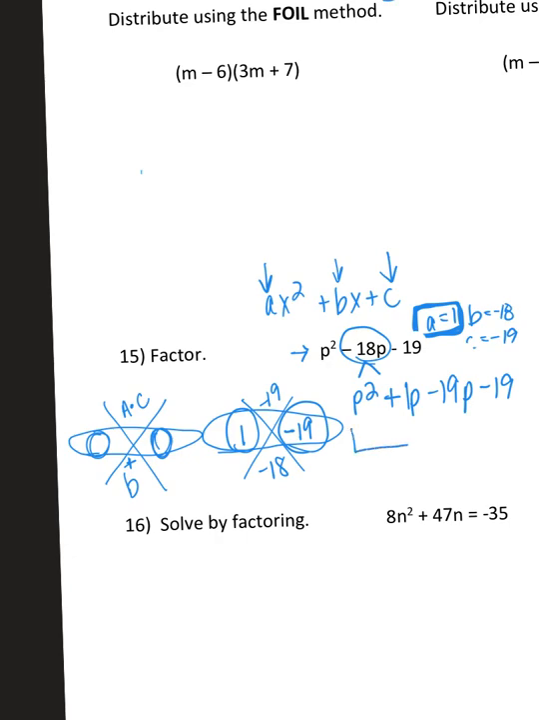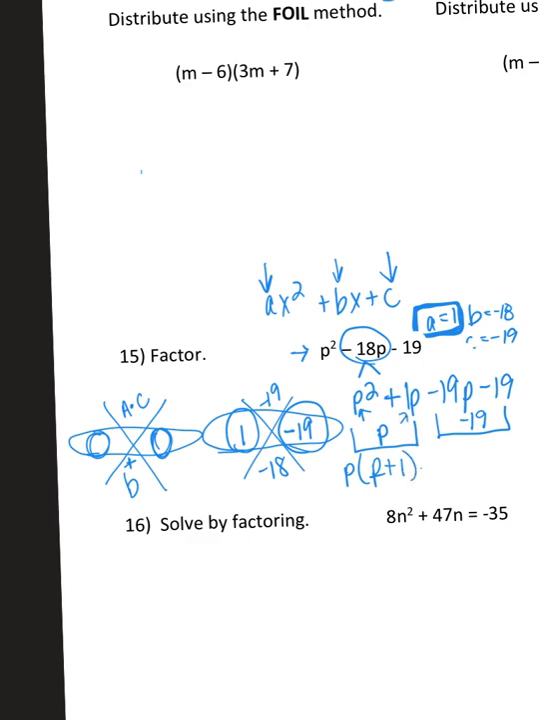So we group the first two terms and we look for a GCF. The GCF of p squared and p is p. And we're going to group here and look for a GCF. The GCF of negative 19p and negative 19 is negative 19. In the first grouping, we're going to factor out a p. And then we need to figure out p times what is equal to p squared, and that's p. Plus p times what is equal to 1p, and that's a 1.